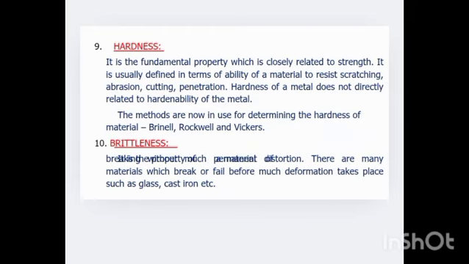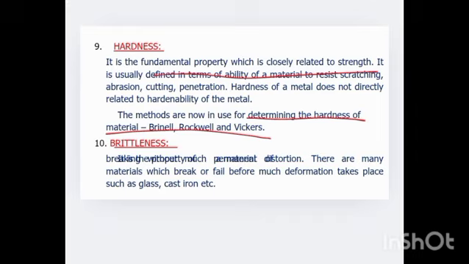Then hardness. Hardness is a fundamental property which is closely related to strength. It is defined as the ability of a material to resist scratching, cutting, abrasion, and penetration. There are three main methods which determine hardness: Rockwell, Brinell, and Vickers. Hardness is not directly related to hardenability.